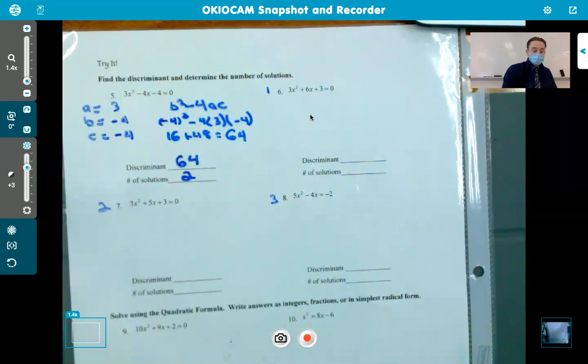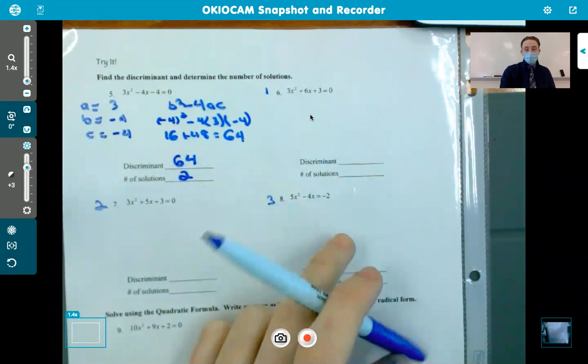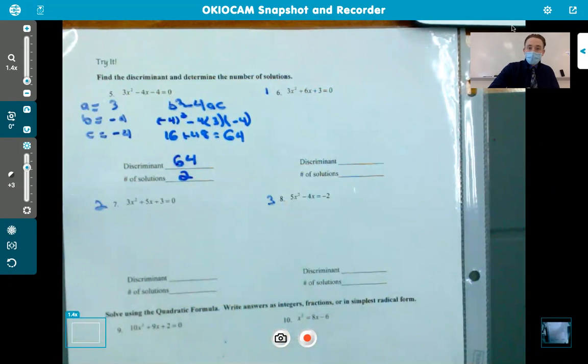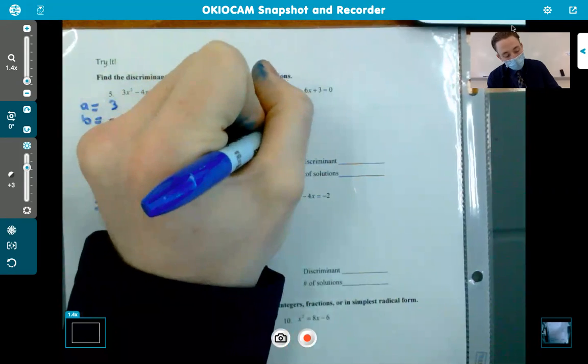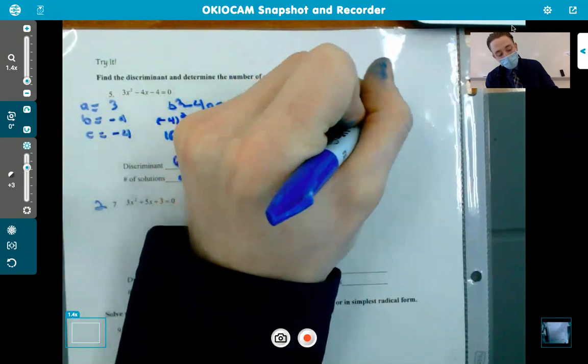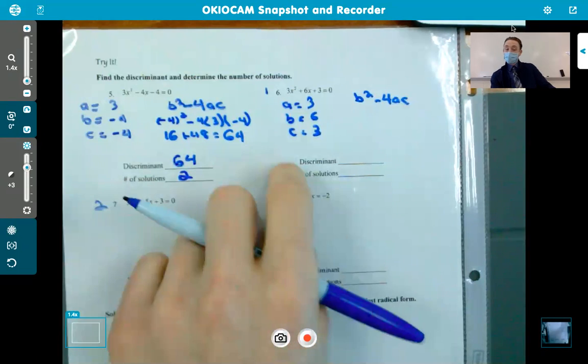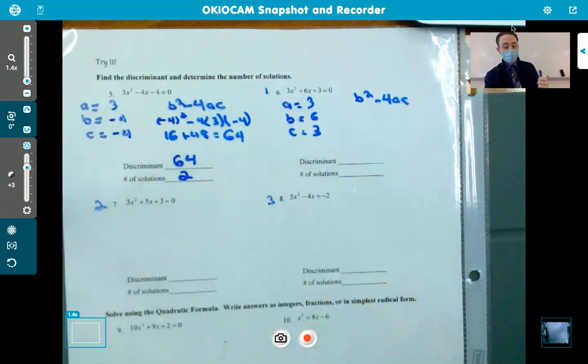All right. Somebody from that first breakout room who was doing number 6, so 3x squared plus 6x plus 3. Somebody walk me through, is my equation set equal to 0? Okay, I got this. Yep. So first, list out the A, B, and C, which is 3, 6, 3. I'll plug those into b squared minus 4ac. And then what did you get for your final discriminant? I'll always kind of ask for the answer and then we'll show the work afterwards. So what was the discriminant for this one?